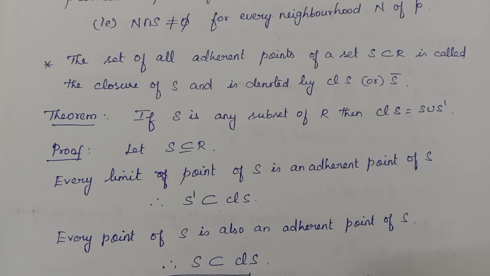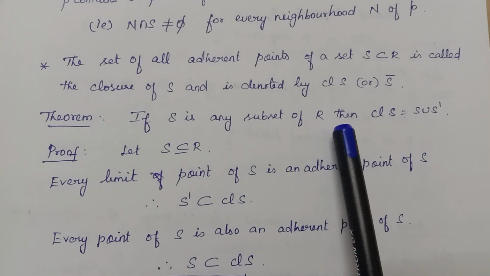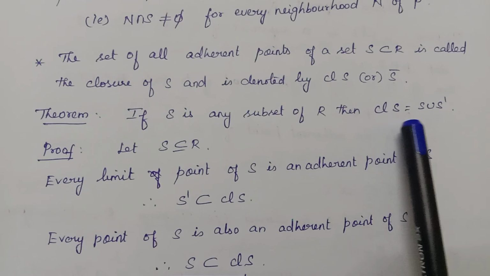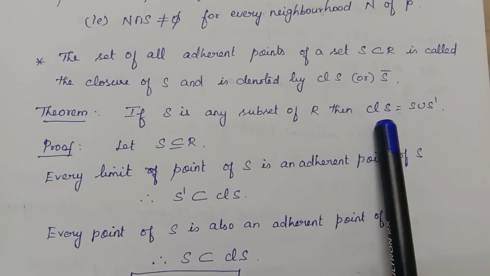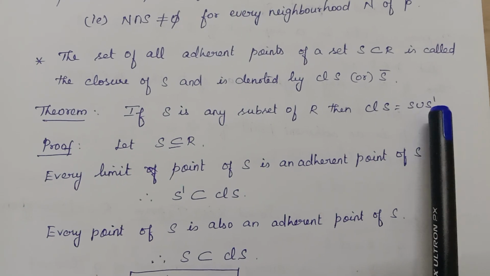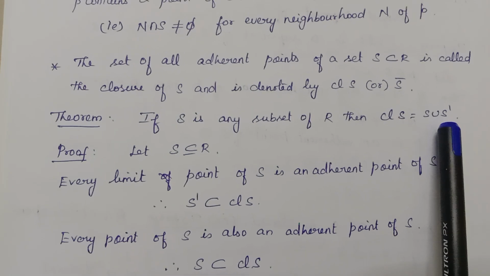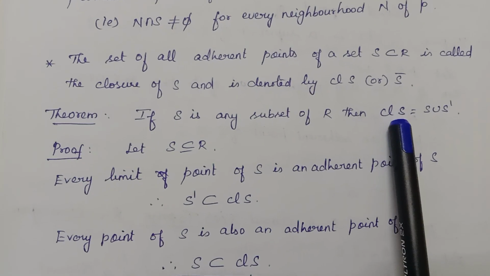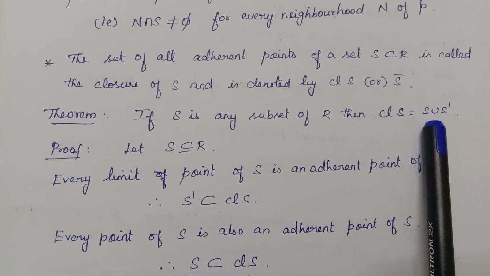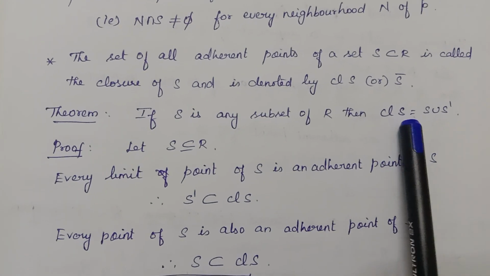Okay, first let's start with the theorem. The first theorem is, if S is any subset of R, then closure of S is equal to S union S dash. So the closure of any set S is equal to S union S dash. What is this S dash? Derived set. What do you mean by derived set? The collection of all limit points of S. So closure of S is nothing but the union of the set with its derived set. This is what we have to prove.